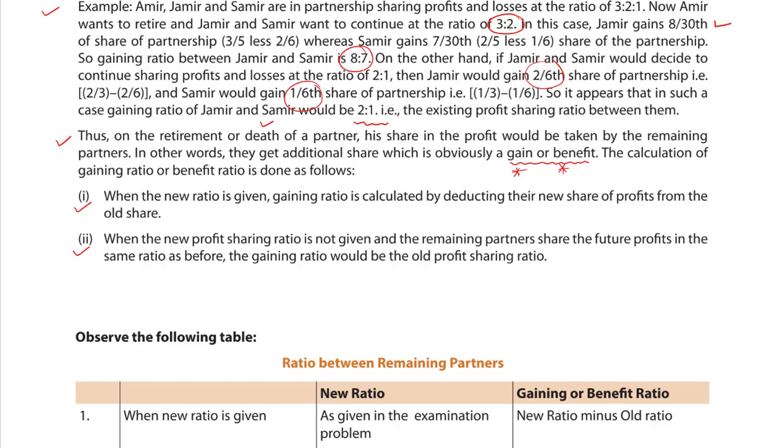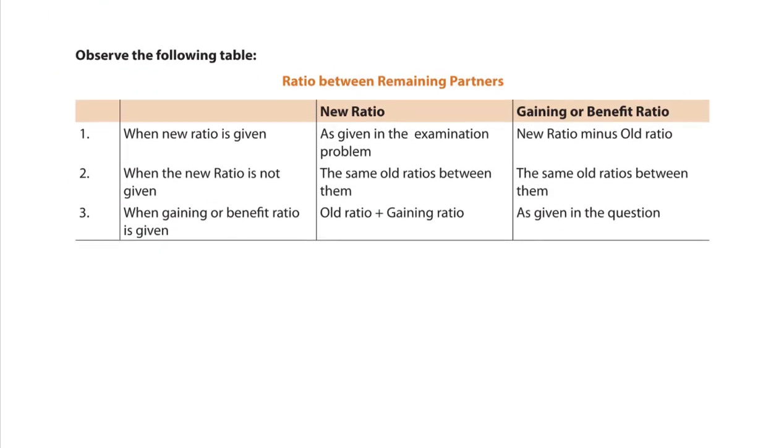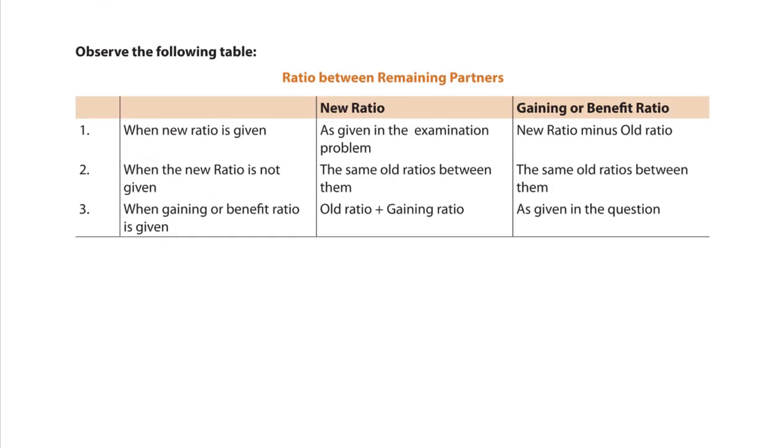When the new profit sharing ratio is not given, the remaining partners share the future profits in the same ratio as before, and the gaining ratio would be the old profit sharing ratio. Observe this table. Ratio between remaining partners. New ratio, gaining or benefit ratio.